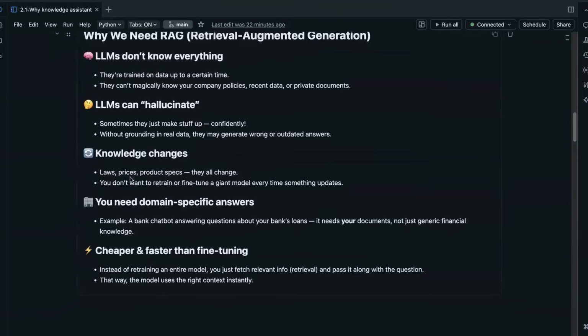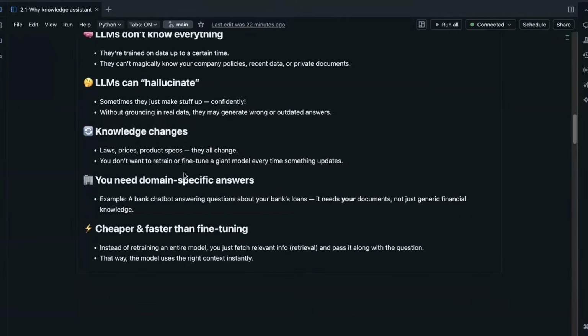Knowledge changes. Whenever your project or your company makes any changes, everything changes: laws, prices, product specs are all changing. You don't want to retrain or fine-tune a giant model every time something updates. You do not want to retrain your OpenAI model whenever something changes. This is why you need a RAG system. You also need domain-specific answers, because OpenAI might not know your business domain. So you want to give the information of your domain knowledge to the model so that it can generate answers. And the last thing is that it is cheaper and faster than fine-tuning.